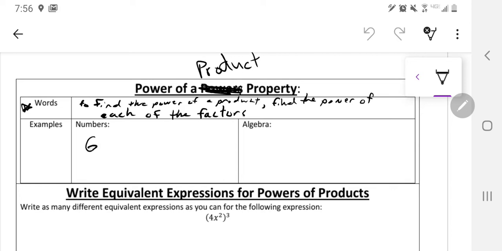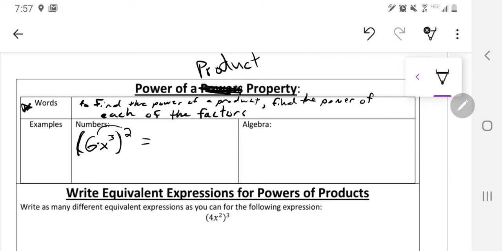Let's say we have (6x to the third) squared, and that whole thing there, it's a product because it's two things being multiplied, a 6 times an x to the third. That makes it a product, and we're taking that to a power. So we're going to have an exponent on the outside. Now, this power on the outside, the 2, says that we're going to use everything in the parentheses twice.